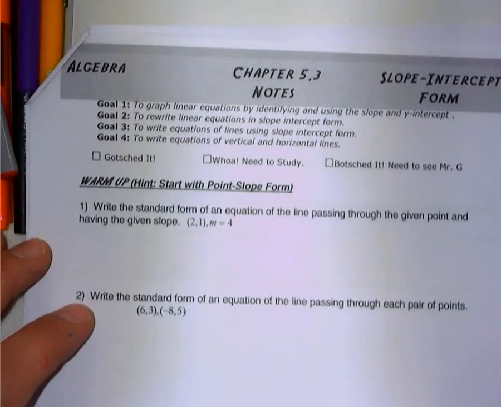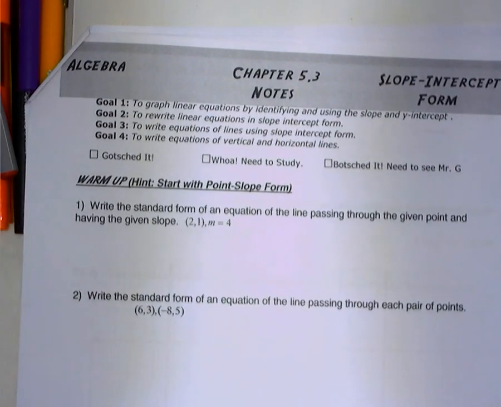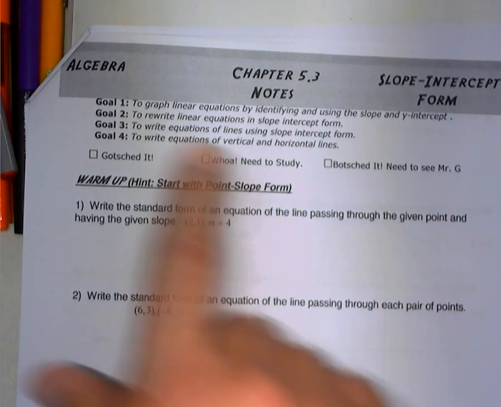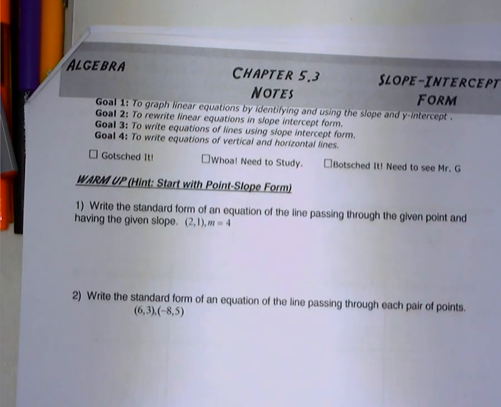So again, guys, we're working on slope-intercept form. Again, we're looking to graph these guys. If you look through all of our goals again, we're looking to graph using what's called slope and y-intercept form, so we'll be able to pick out the slope and y-intercept. We're going to rewrite linear equations in slope-intercept form, which is my favorite form. It's super easy to use. And then we'll talk about vertical and horizontal lines again.